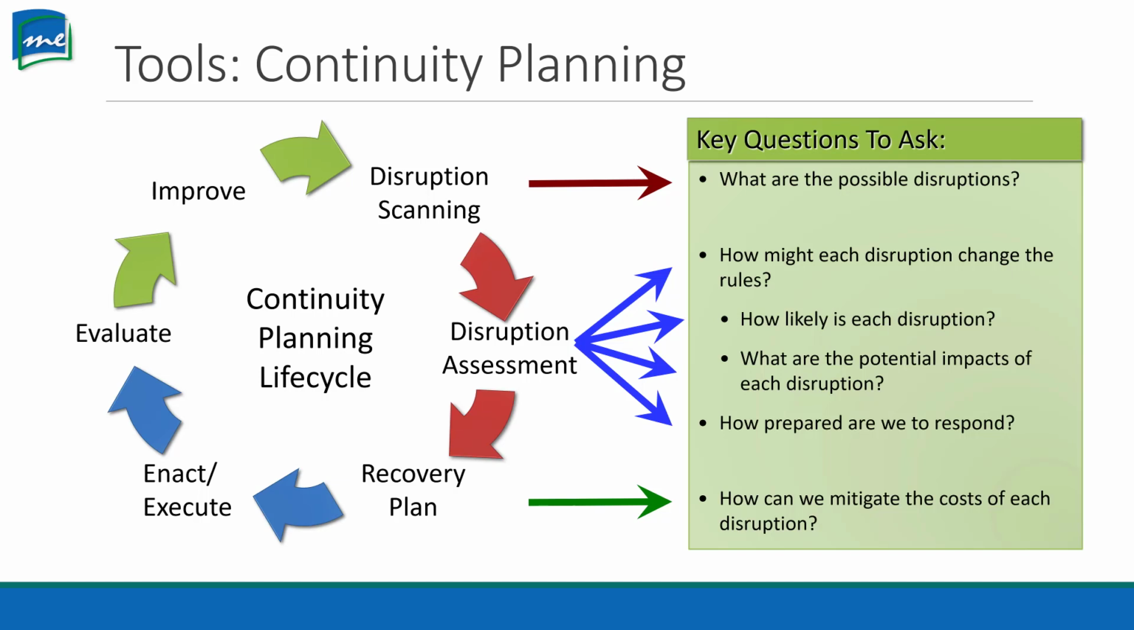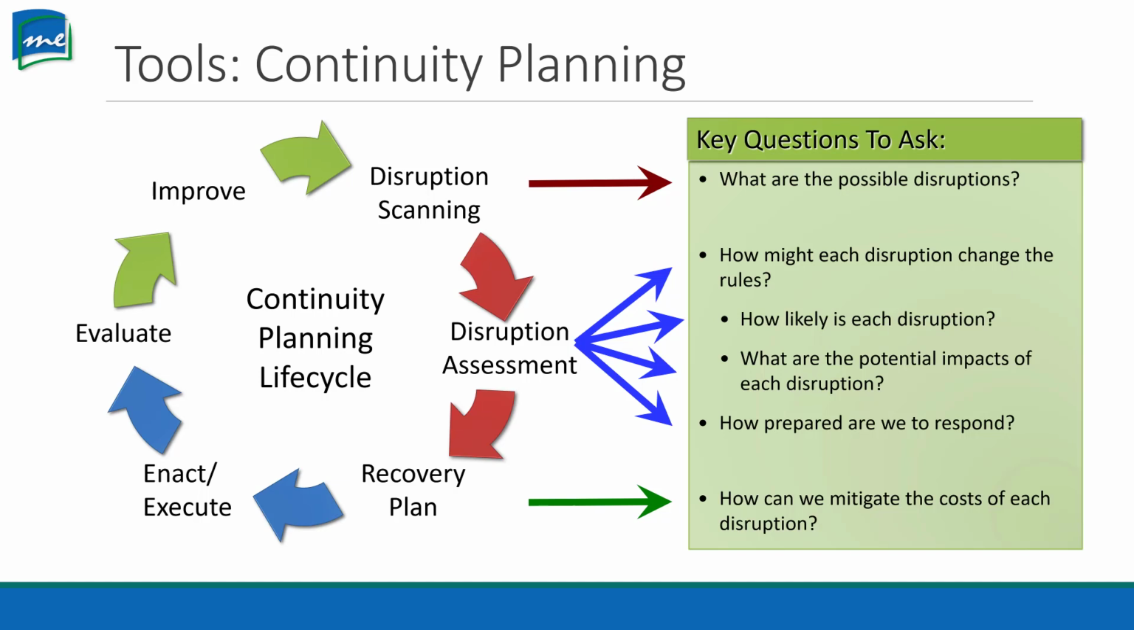So we have a continuity planning life cycle. We're constantly looking for disruption. We're scanning for those disruptions. And let's say we found one. Well, we need to assess what happened.